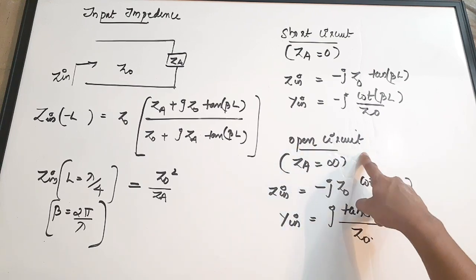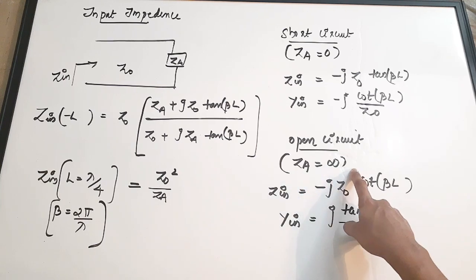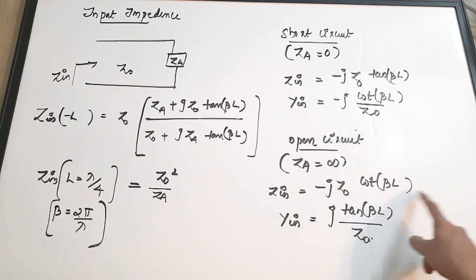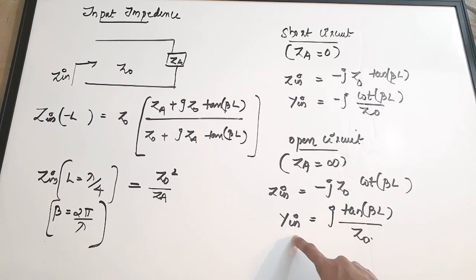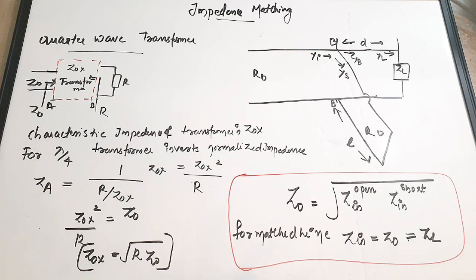Now, for the case of open circuit, Za, the load impedance, will be infinity. The input impedance Zin is equal to minus j Z0 cot βL, and the input admittance is equal to j tan βL by Z0. So, this is how the input impedance varies when the line is open circuited or short circuited at the load side. The next topic that we are going to see is impedance matching.